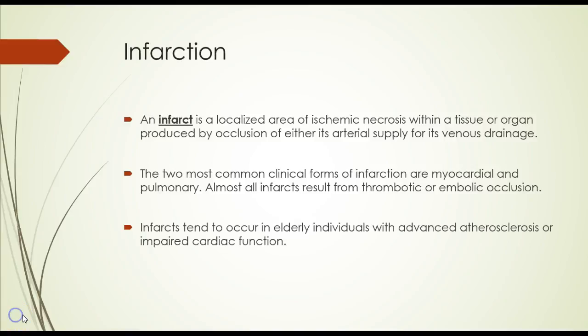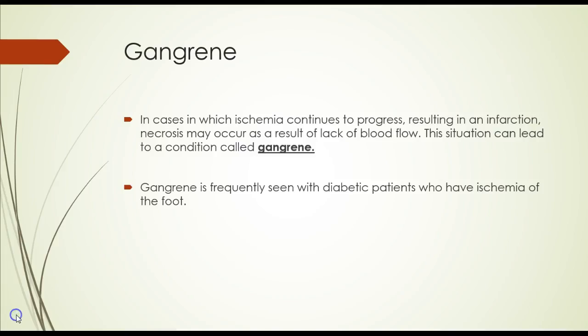So let's see. Infarcts tend to occur in elderly individuals with advanced arteriosclerosis or impaired cardiac function. A really good and memorable example of ischemia and infarction is gangrene. And I'm sure some of you have done some diabetic patients with foot issues or foot problems, maybe more specifically wounds on their feet that just won't heal. And so what they're dealing with is ischemia and infarction, which ends up maybe being gangrenous. And like I said, it can be a very memorable experience because it is rather disgusting.